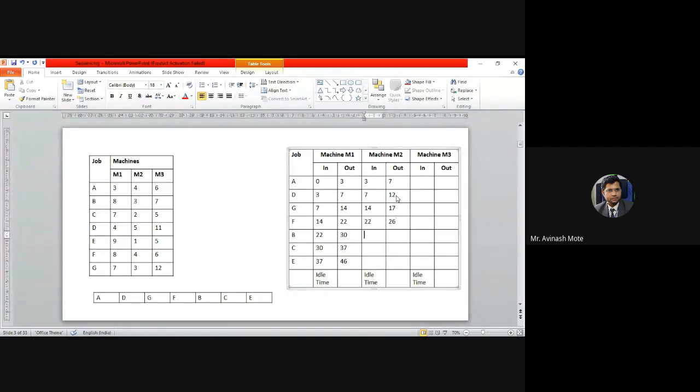Copy. In at 30, out at 33. C job in on M2. What should I write? 37 out. 39. E job in on M2, 46 and out at 47.